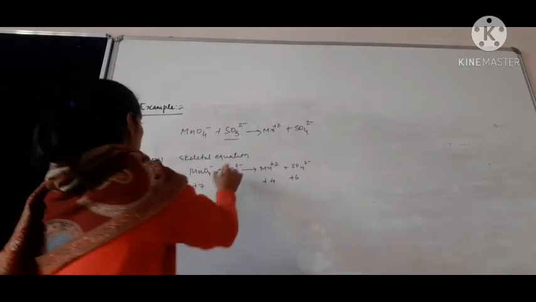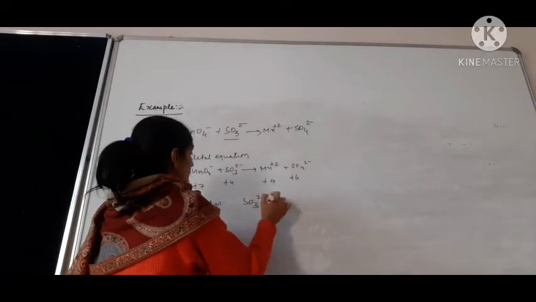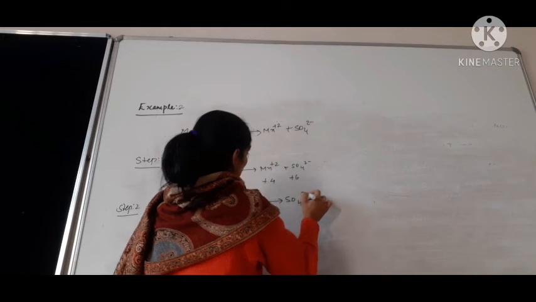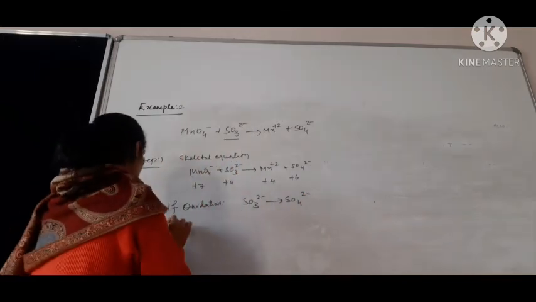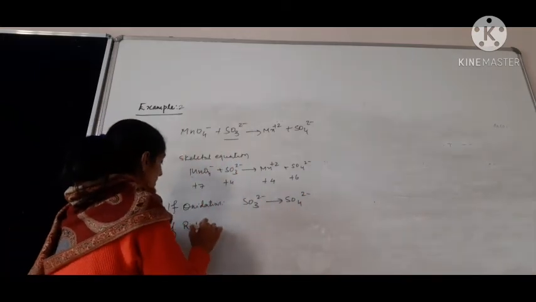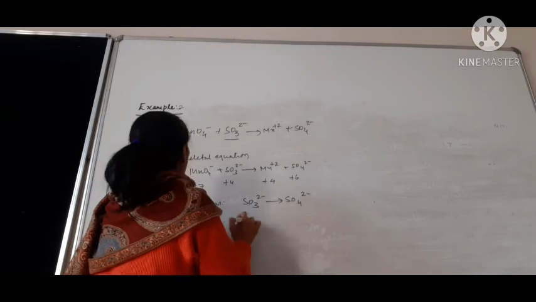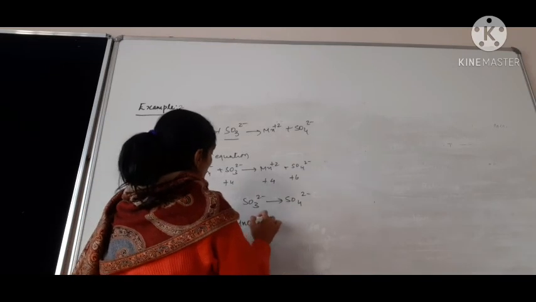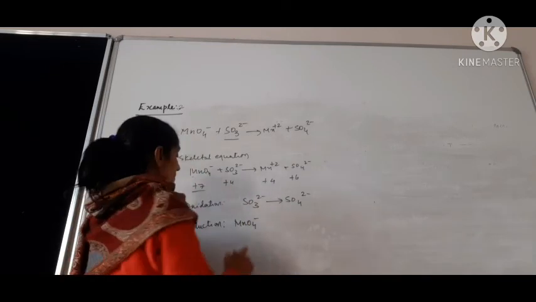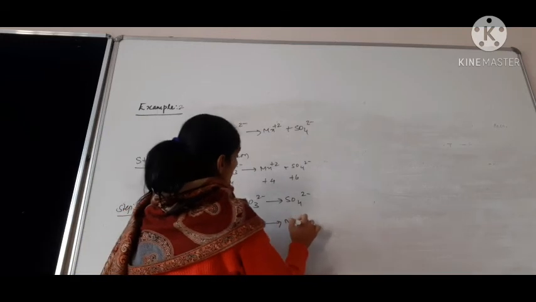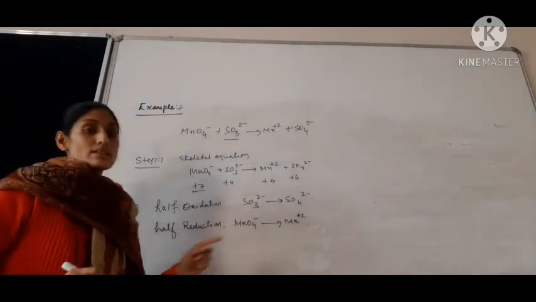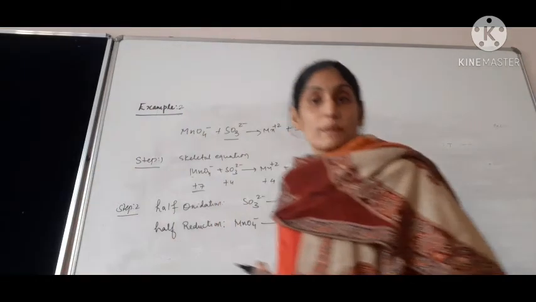So where is the increase happening? SO3 2 minus, which gives SO4 2 minus. And what is the half reduction over here? Half reduction is MnO4 minus, where manganese decreases from plus 7 to plus 4. So you can check how we are going to balance it out.